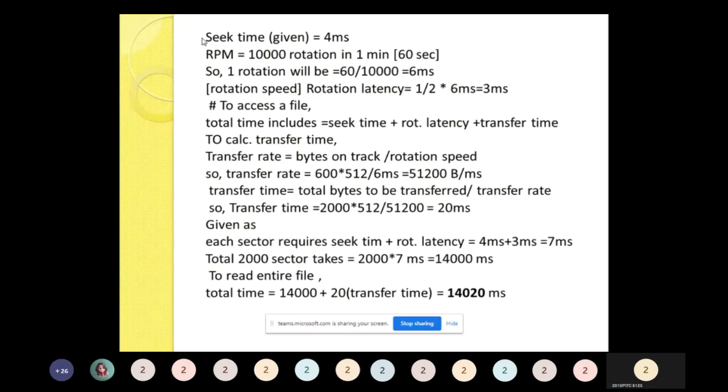Seek time is nothing but how much time it needs to complete one rotation. That is the seek time, 4 millisecond. In scheduling algorithms, that is FCFS, SCAN, C-SCAN, LOOK, and in this type of scheduling we have the term seek time. Seek time is for each reading of a file or each request to read the cylinder, we have a seek time. They have also given the seek time.